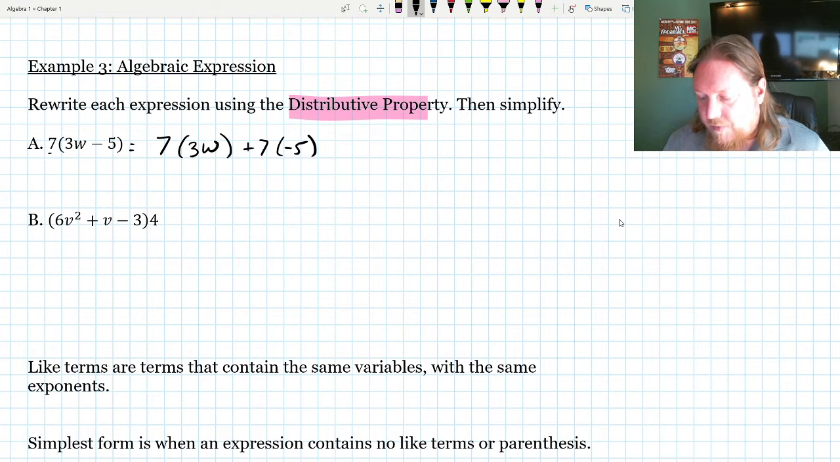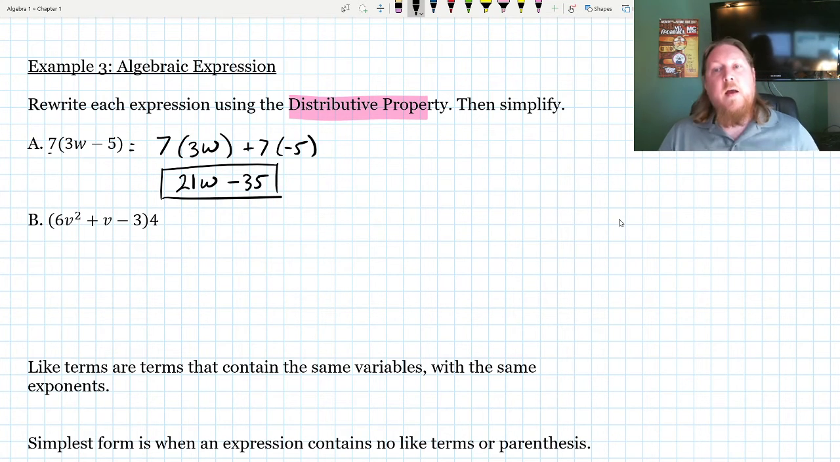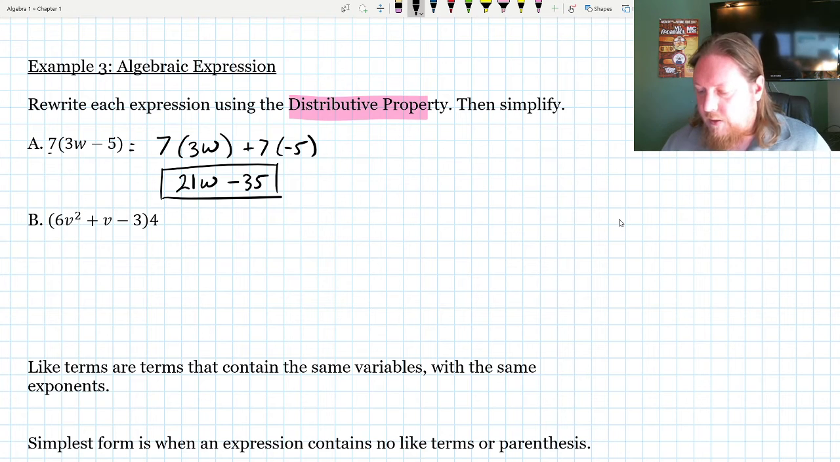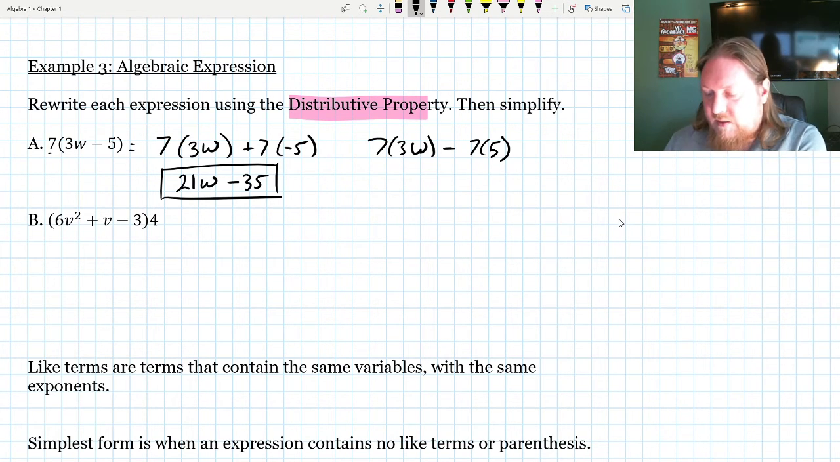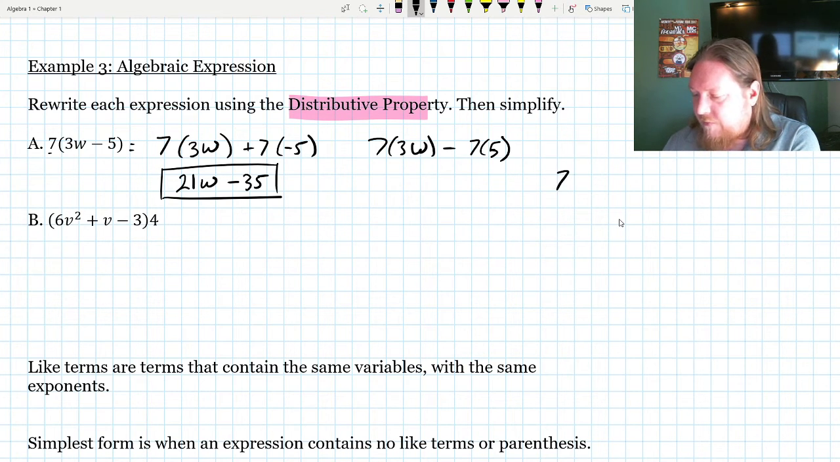7 times 3 is 21W. 7 times negative 5 is negative 35. So subtract 35. Now, one thing that I might do sometimes is when I'm writing this out, I might keep that negative sign here and turn it into minus 7 times 5. All that's happening is I'm just changing where that negative is because I know in my head that 7 times negative 5 is the same as negative 7 times positive 5.